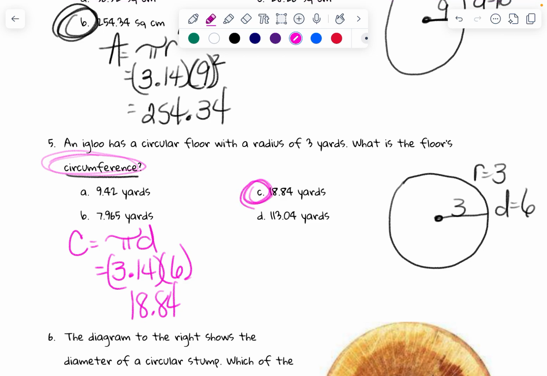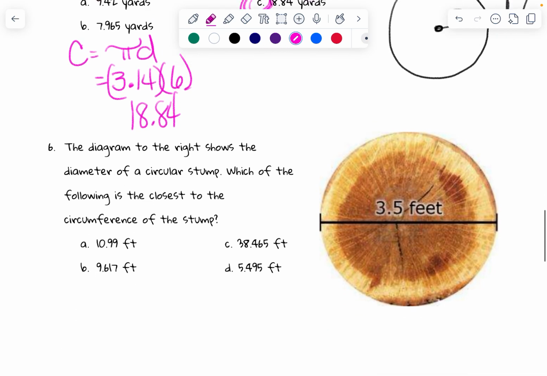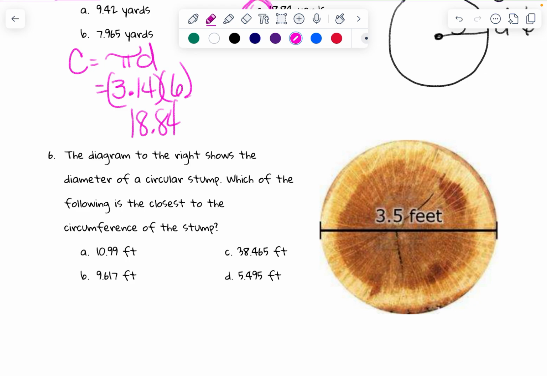You just have to make sure that you know if you're doing circumference or area, and that you're using the correct radius or diameter, depending on the problem. The diagram to the right shows the diameter of a circular stump. Which of the following is the closest circumference? Well, it's showing the diameter right here. D is equal to 3.5. So R is going to be half of that. R is going to be 3.5 divided by 2, 1.75.